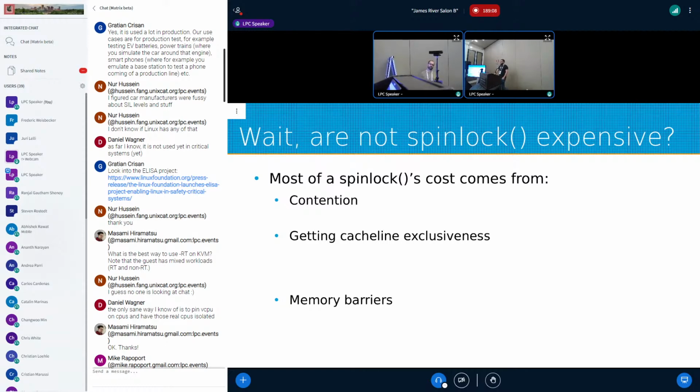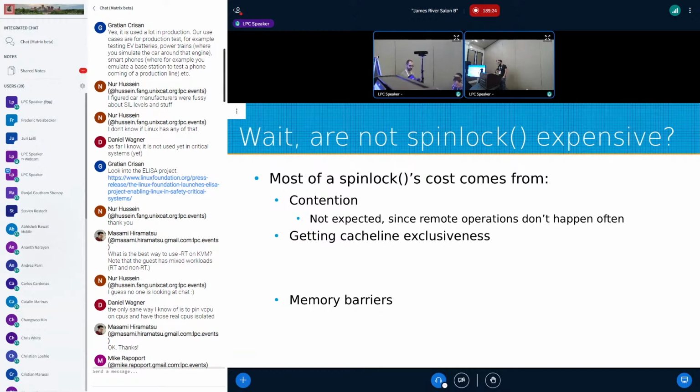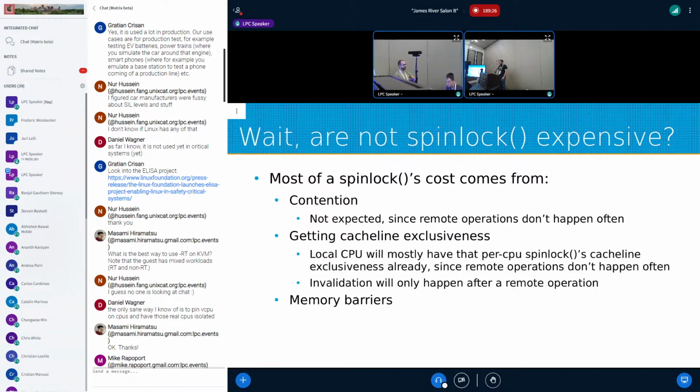And most of those costs come from contention, getting cache line exclusiveness, and memory barriers. Contention, as I explained before, is not a problem because these remote operations are quite rare. I ran for hours and I could not get one case where someone tried to get the spinlock and was not able. Getting cache line exclusiveness is not very costly because 99.999% of the time you are operating in your own cache line.